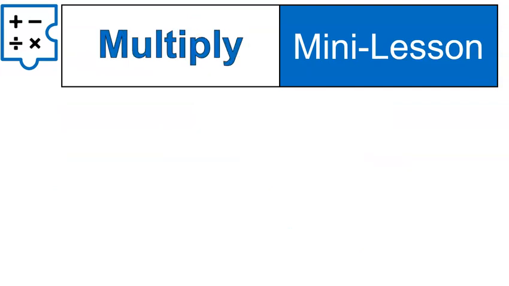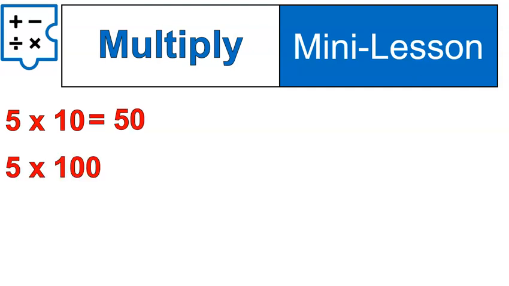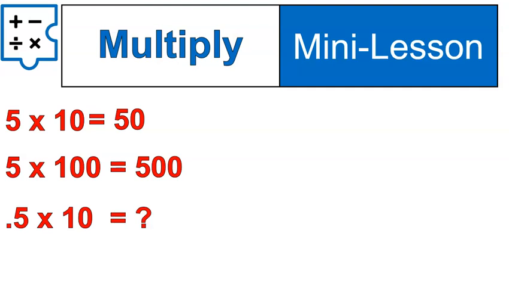When we are multiplying a number times a power of 10, this is what it looks like. Here's 5 times 10, or 10 to the power of 1. That gives us 50. 5 times 100 gives us 500. Watch this one. 0.5 times 10 is what?